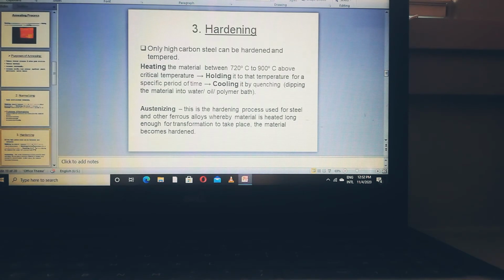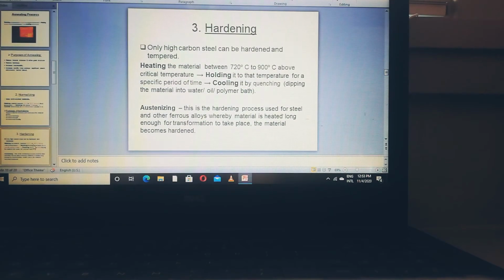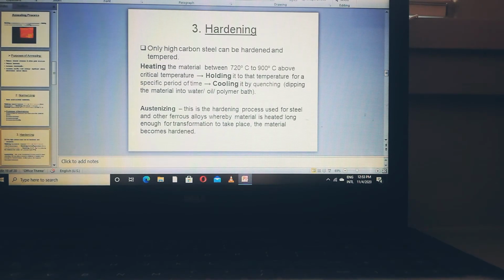Hardening. Only high carbon steel can be hardened and tempered. We have looked at the carbon content of each material, so here on the hardening, we can only harden the high carbon steels. The hardening process goes like this.